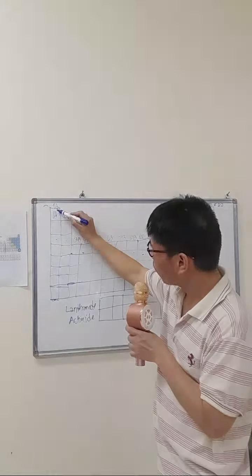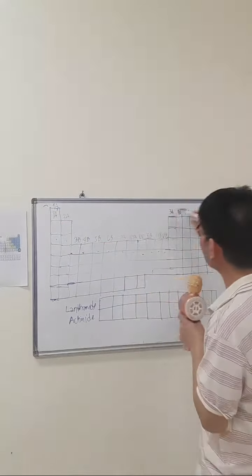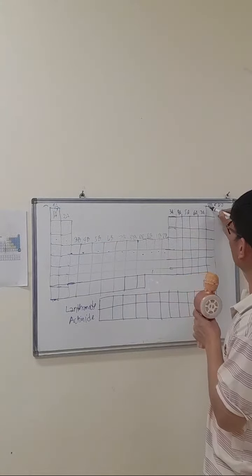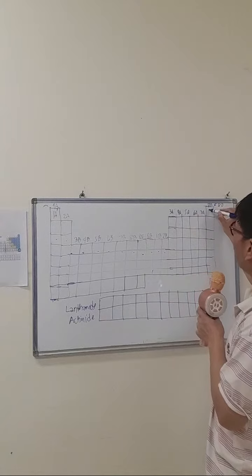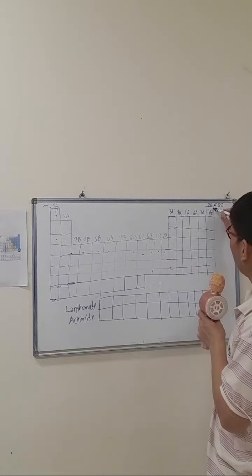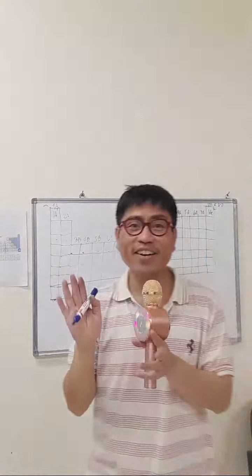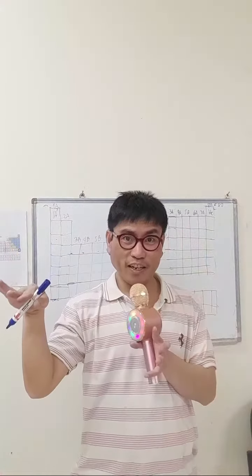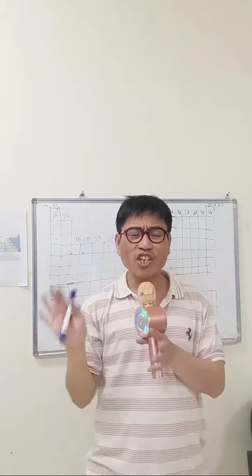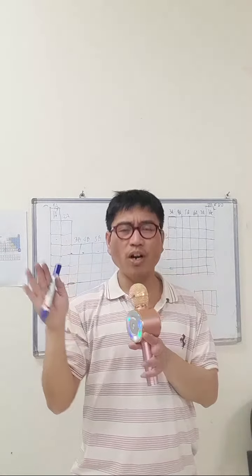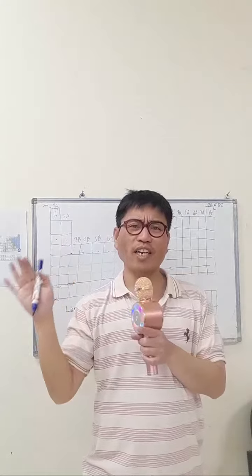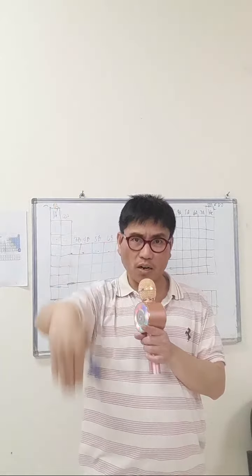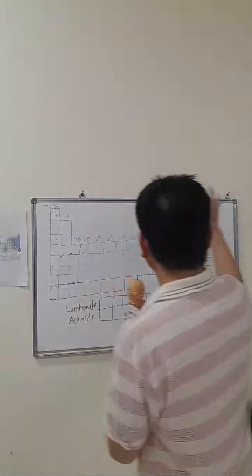So it has 1. Going left to right, it becomes 2. So the atomic number of helium is 2. You can really understand, because it is in sequence according to Dmitri Mendeleev. The elements are arranged in increasing atomic number from left to right, from top to bottom. Now continue in this way.